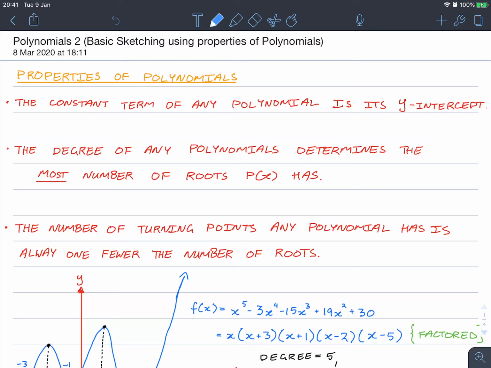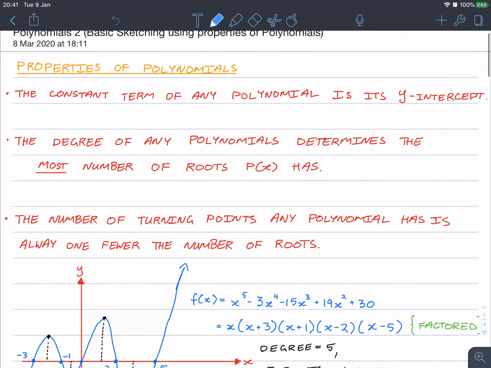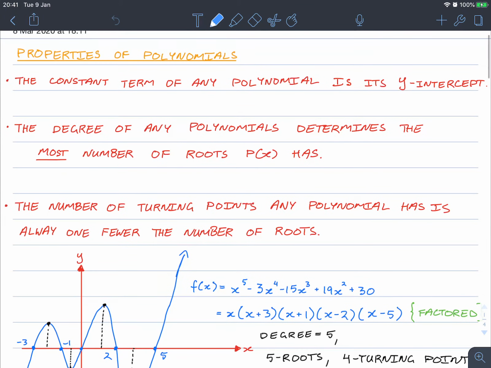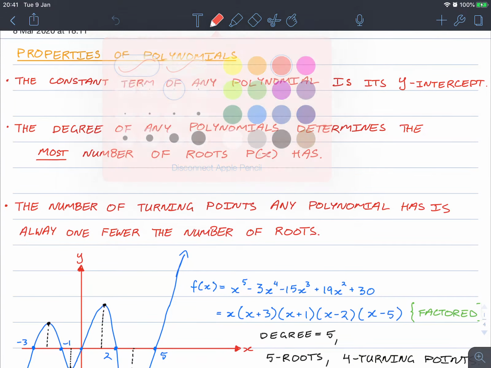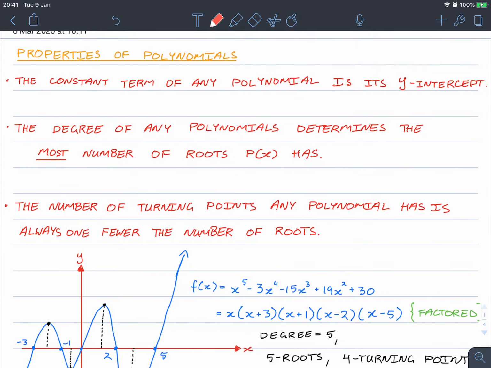So here are the properties that we're going to recognize. The constant term of any polynomial is its y-intercept. The degree of any polynomial determines the most number of roots the polynomial has. And the number of turning points any polynomial has is always one fewer than the number of roots.